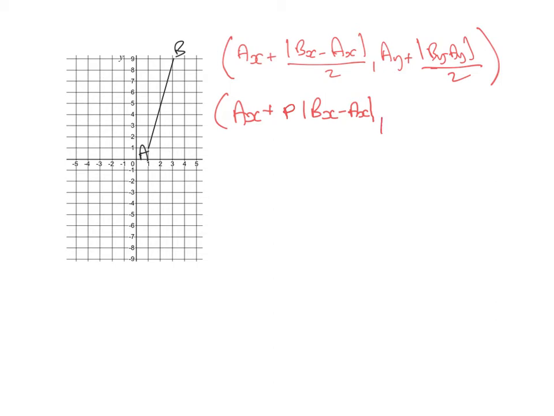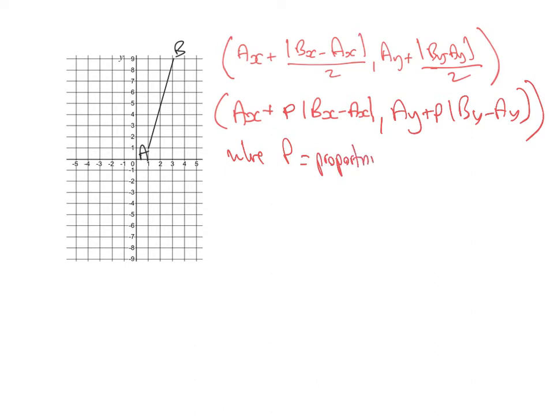So we can now generalize this formula by taking away the divide by 2, and that's times by P as well, and that's much easier, where P equals the proportion. Okay, so let's try that out on a more useful example.